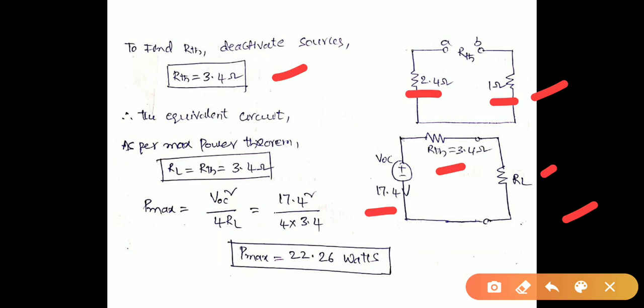As per the maximum power transfer theorem, to transfer the maximum power from source to load, the load resistance should be equal to the source resistance. Therefore, the RL value is equal to RTH, that is 3.4 ohms, and the amount of maximum power is given as VOC square by 4 into RL. Therefore, the maximum power is 22.26 watts.